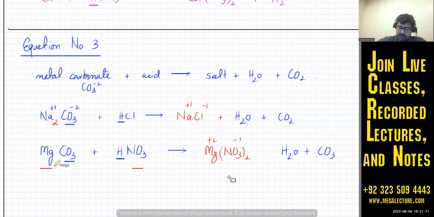Now let's do one more, where you've got, let's say, aluminum carbonate, that's Al and CO3. Carbonate is -2, Al is +3. So doing crisscross will result in twice aluminum and thrice carbonate, right? So that's going to be the formula of this thing. And then you're going to react it, and when you react it with what acid? Let's pick sulfuric acid.